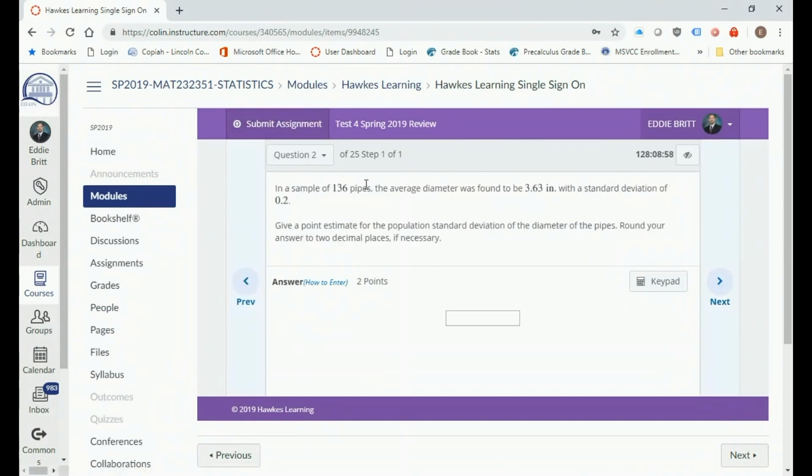In a sample of 136 pipes, the average diameter was found to be 3.63 inches with a standard deviation of 0.2. Give a good point estimate for the population standard deviation of the diameter of the pipes. Again, if that's all you have to go on is this sample, then we need the standard deviation, which is 0.2. So the answer is 0.2.